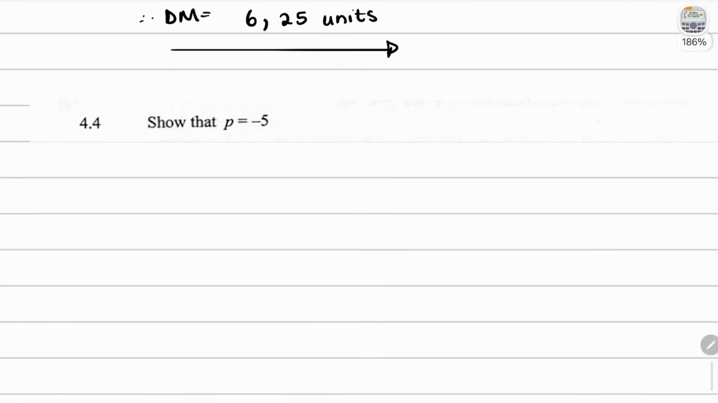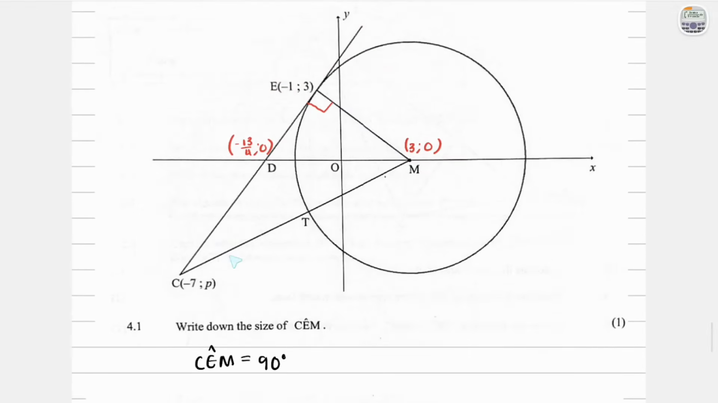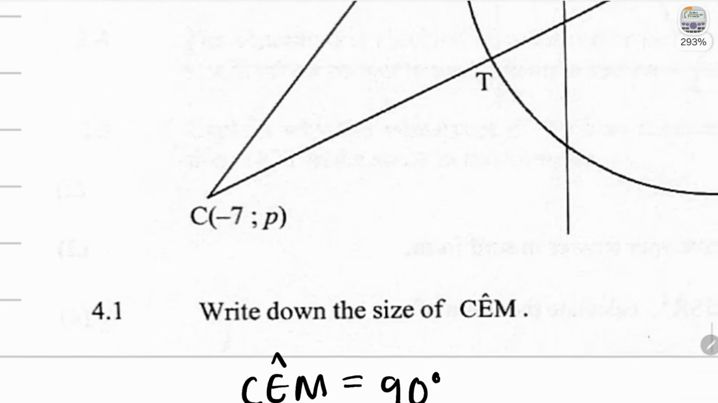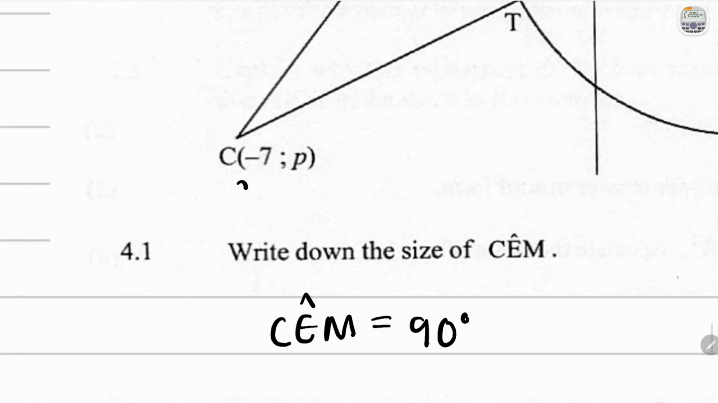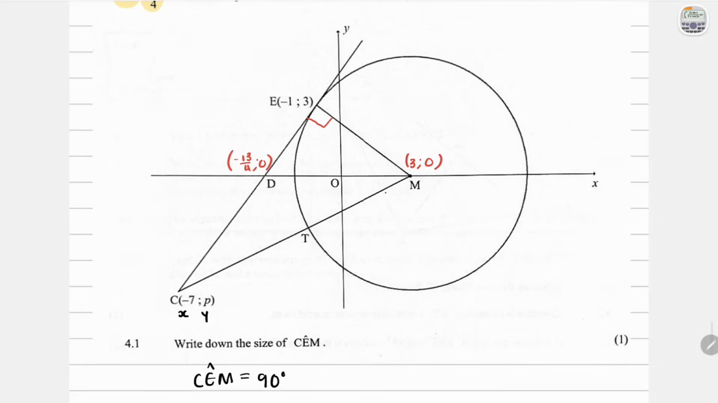The next question says show that P equals -5. Where is P? Okay, you see the P lies on EC, which we already know the equation of. C is the point -7, which is the x value. This is the y value. So substitute these into that line. Okay, so let's go ahead and do that.